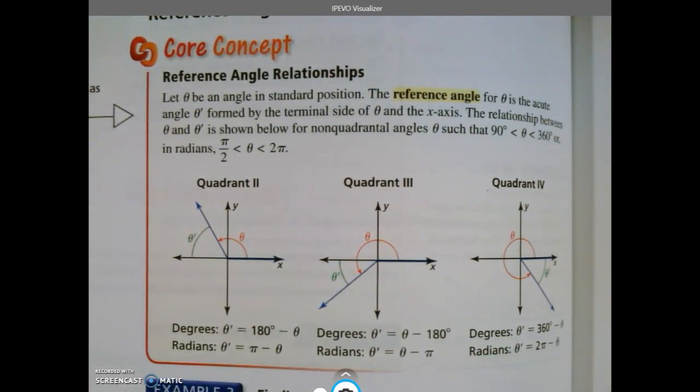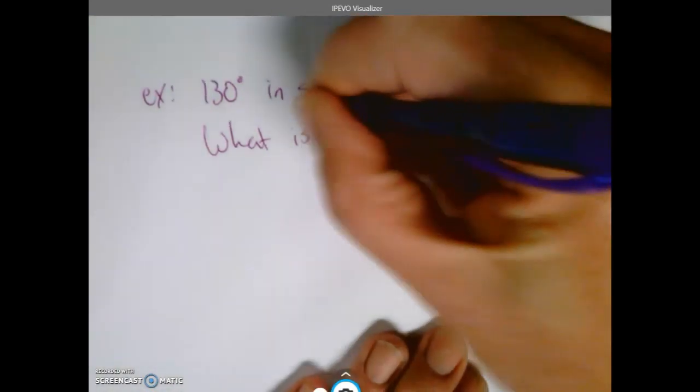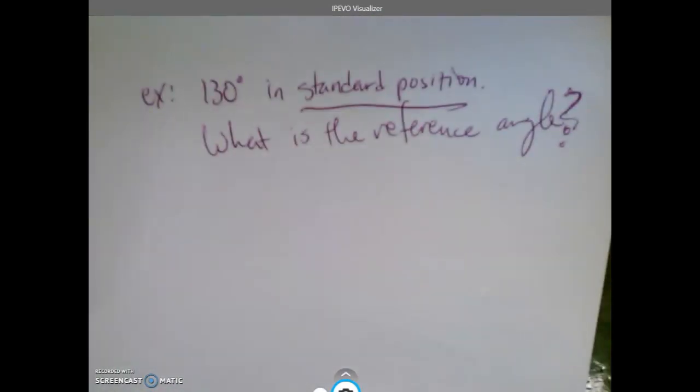Okay, so we're going to grab some paper and we'll start with some examples. We'll do it in degrees, and we have 130 degrees in standard position. And we'll again talk about what that means and what the reference angle is. So take a second, you can just do it on scratch paper, see if you can picture where 130 degrees is and what quadrant it's in.